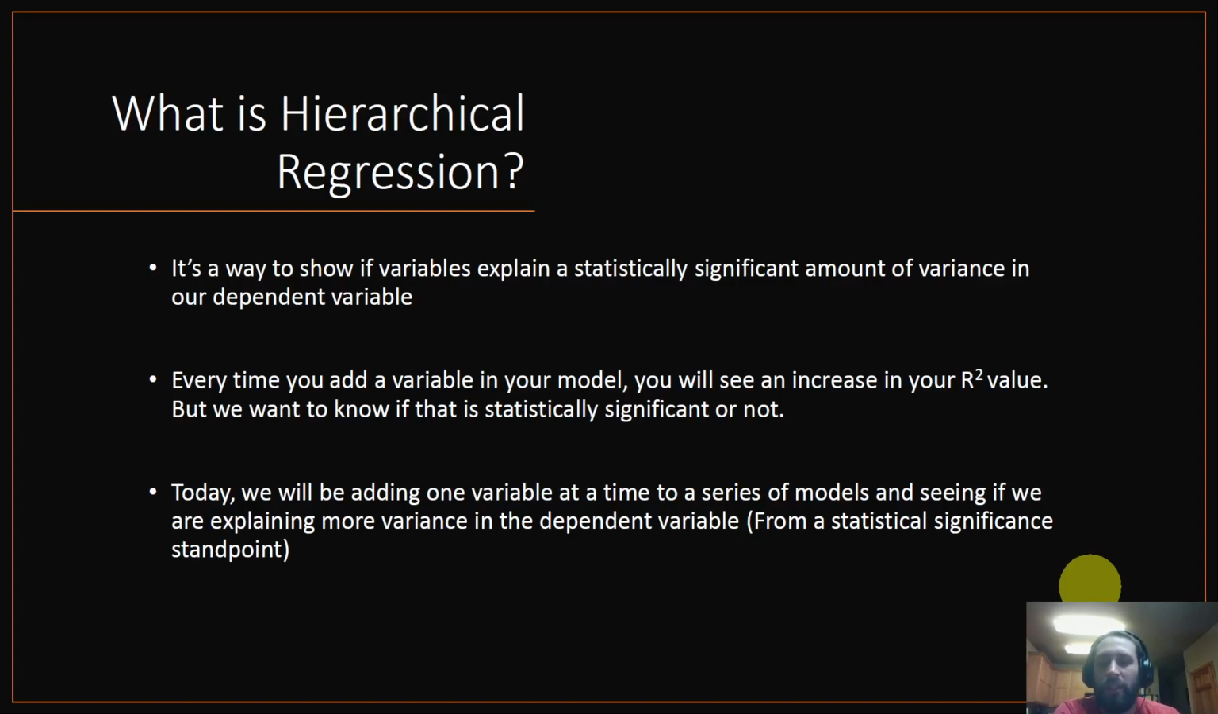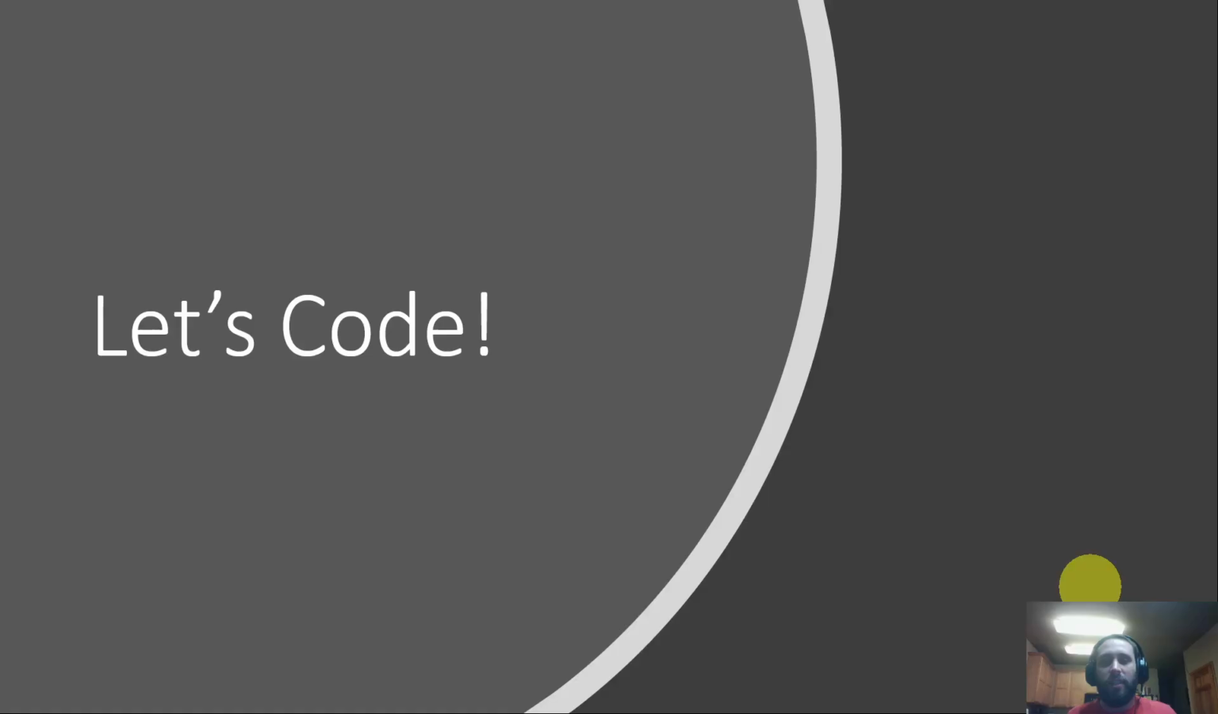So today we're going to be building one variable at a time to make a full model. We're going to be adding one variable at a time to a series of models and seeing if we are explaining more variance in our dependent variable from a statistical significance standpoint. So we're going to start off with a smaller model, a simple linear regression, and keep adding on to that model one variable at a time until we get to this bigger model. And then we're going to say what variables are adding a statistically significant more explanation in our outcome variable. Which one is explaining more variance in our outcome variable, which is what that R-squared value is. So let's go ahead and get straight on to coding today.